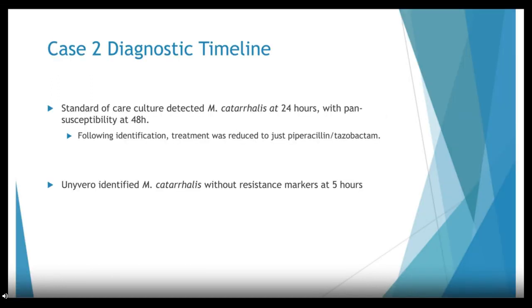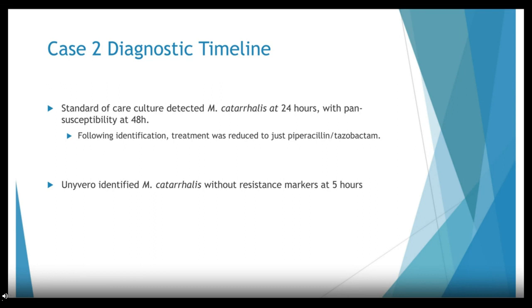So in this case, we detected M. catarrhalis at about 24 hours. So still pretty good as far as our identification pipeline. And then we confirmed that it was pan susceptible at 48 hours the following day. So following identification, we reduced the treatment just to pip/tazo here, which we'll talk about in a second how we feel about that. So here the Unyvero would have also identified the Moraxella catarrhalis. Wouldn't have had any resistance markers at about 5 hours. So we would have got an earlier answer here.